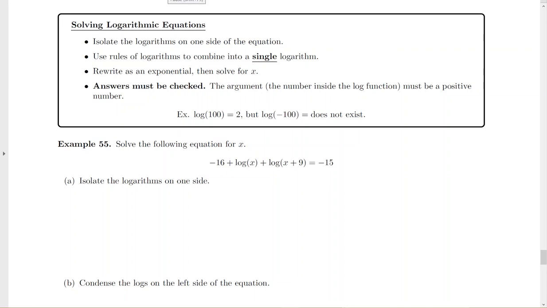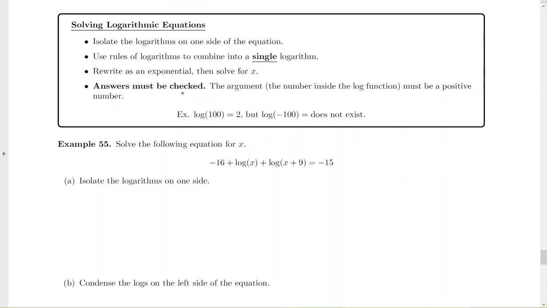We're going to be using the properties and laws of logarithms to solve equations involving logarithms. And the steps listed here will help us out. First thing you want to do is isolate the logs on one side of the equation, and then use those rules of logarithms learned earlier to combine into a single logarithm. So we're going to condense it down to a single log. Rewrite as an exponential. So go from log to exponent form and then solve for x.